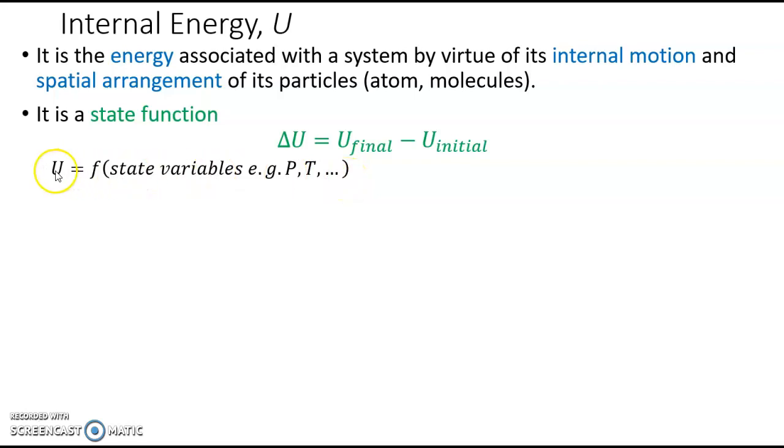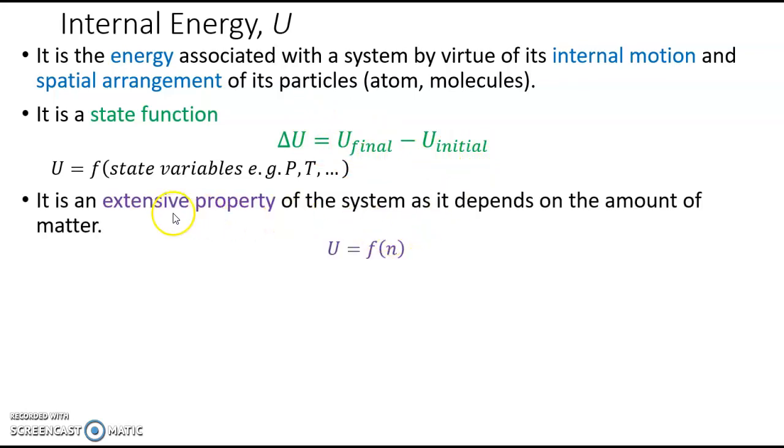For an ideal gas, internal energy is a function of temperature only, but in general, U is a function of state variables, everything present in the state. That also means, as a state function, when there's a change in the states, the value changes. It can be represented by U final, that's the final value, minus the initial value.